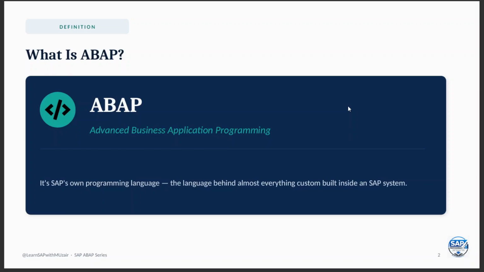ABAP stands for Advanced Business Application Programming language. In simple words, it's SAP's own programming language, the language behind almost everything that's custom built inside an SAP system. If you ever work on an SAP project and something needs to be built specifically for a company, like a custom report, a special screen, or an automated process, there is a very good chance it's built using SAP ABAP.